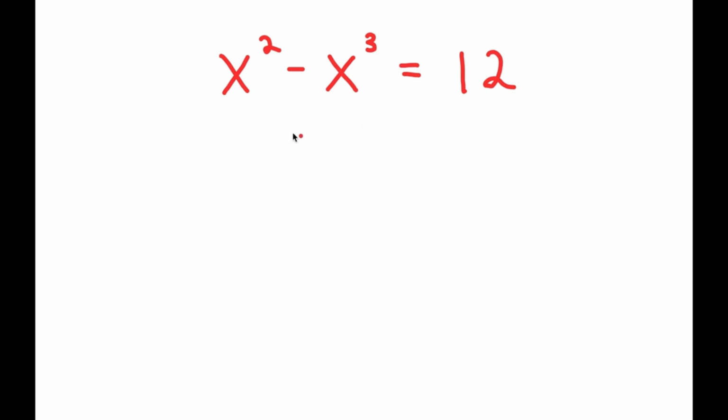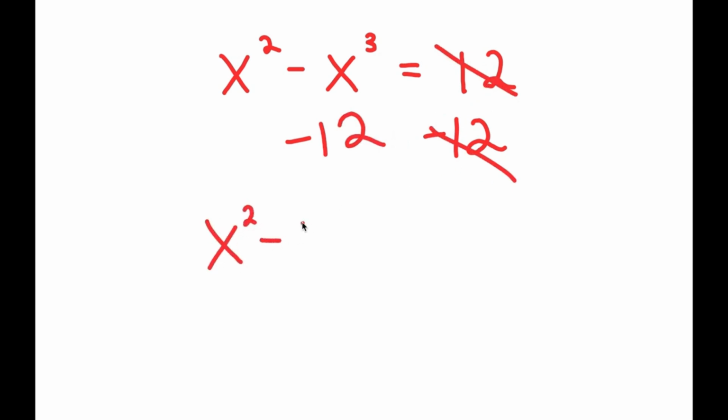Alright, so in this problem, I have x squared minus x to the power of 3 is equal to 12. So to solve this problem, I'm going to first start by subtracting 12 on both sides. So then these two cancel out, and I get x squared minus x to the power of 3 minus 12 is equal to 0.